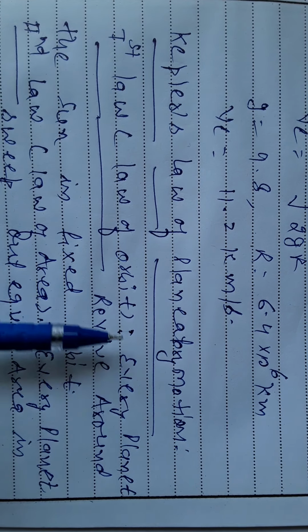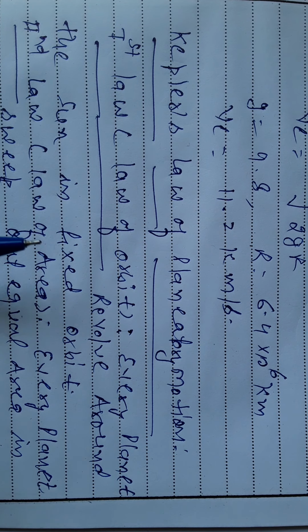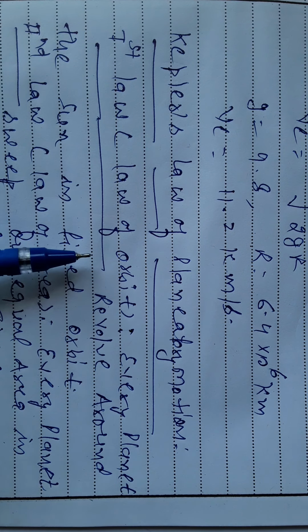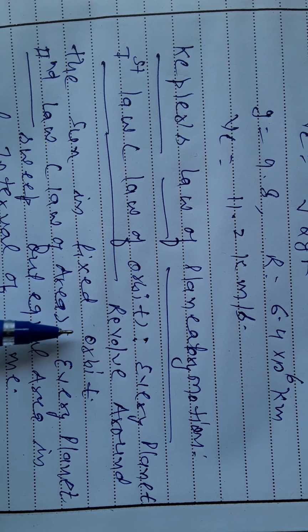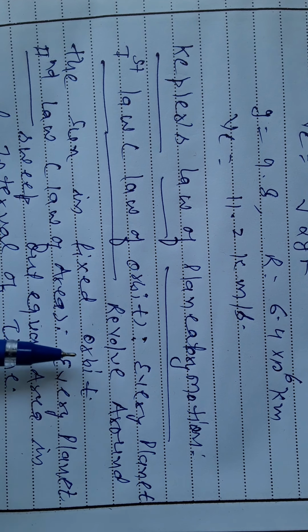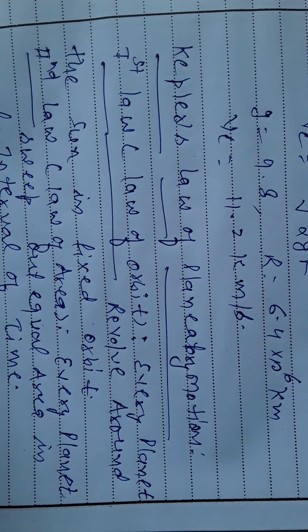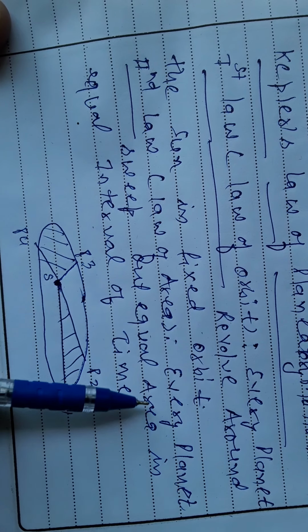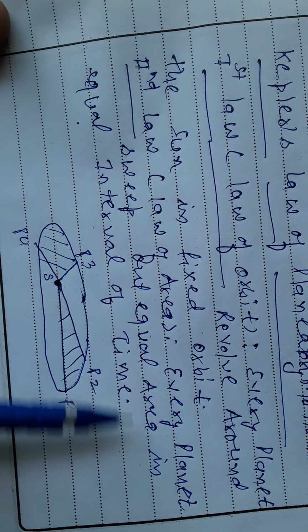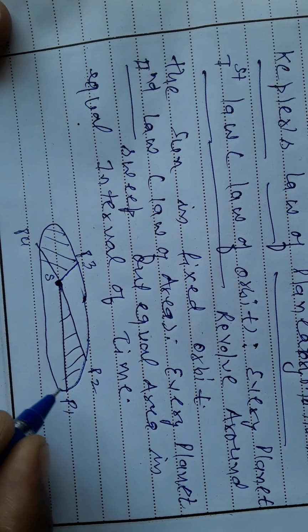Now Kepler's laws of planetary motion. The first law is known as the law of orbits. Every planet revolves around the sun in a fixed orbit, and the sun is situated at one of the foci of the elliptical orbit. According to the second law, every planet sweeps out equal area in equal intervals of time.